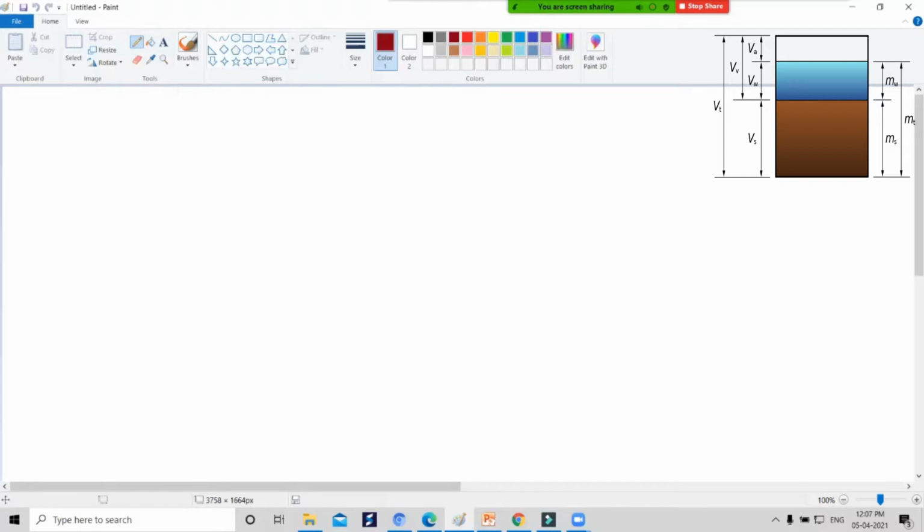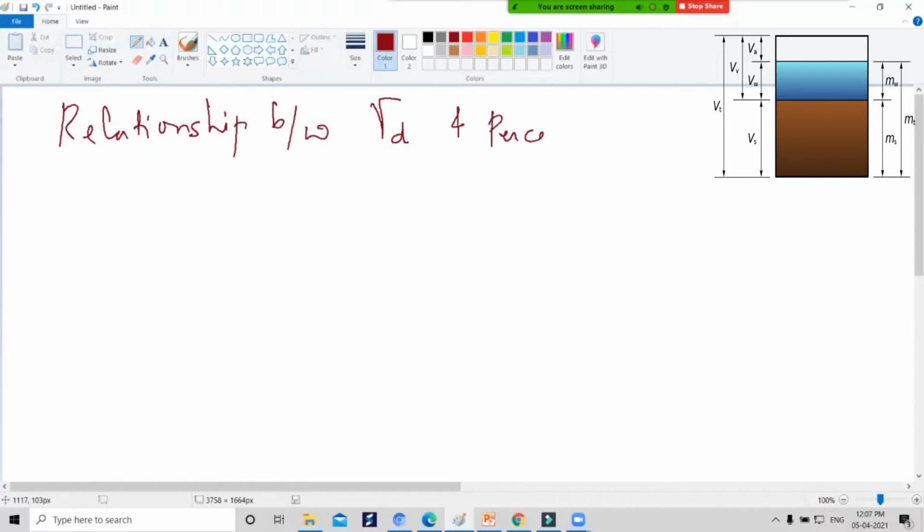Today we will be going to session number 2. In this session, we are finding out the relationship between the dry unit weight, gamma d, and the percentage of air voids. Air voids I'll be giving as the prefix Na, right? Okay.